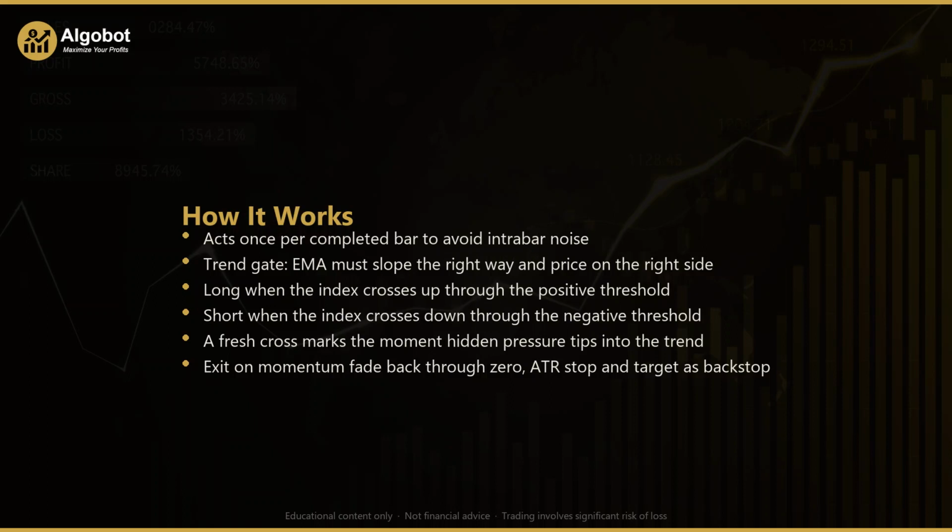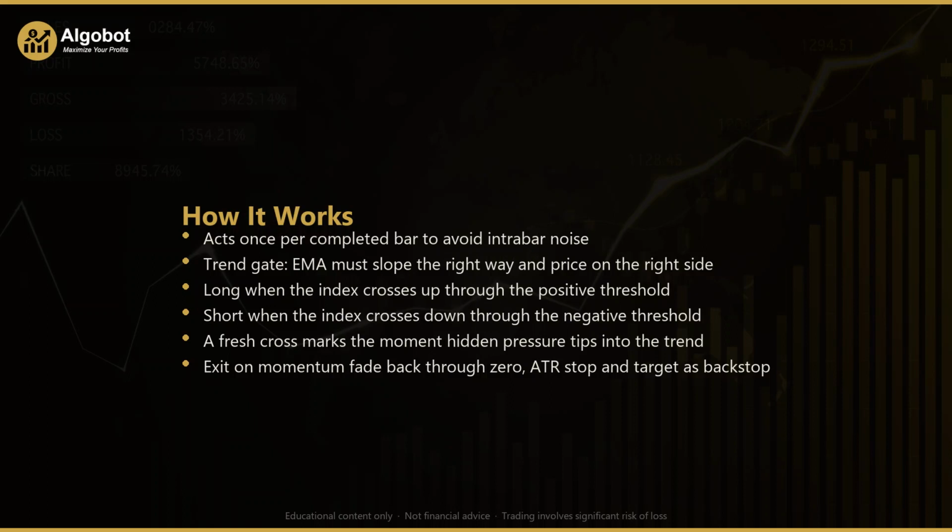The Wick Asymmetry Trend Rider only acts once per completed bar, so it waits patiently for the current candle to close before making any decision. That avoids reacting to the noise of a half-formed candle. First comes the trend gate. The strategy calculates an exponential moving average of closing prices, using a baseline period of 50 by default. It then checks two things at once. It compares the moving average now against its value a few bars back, 3 by default, to measure the slope, and it checks whether price is sitting on the correct side of that baseline.